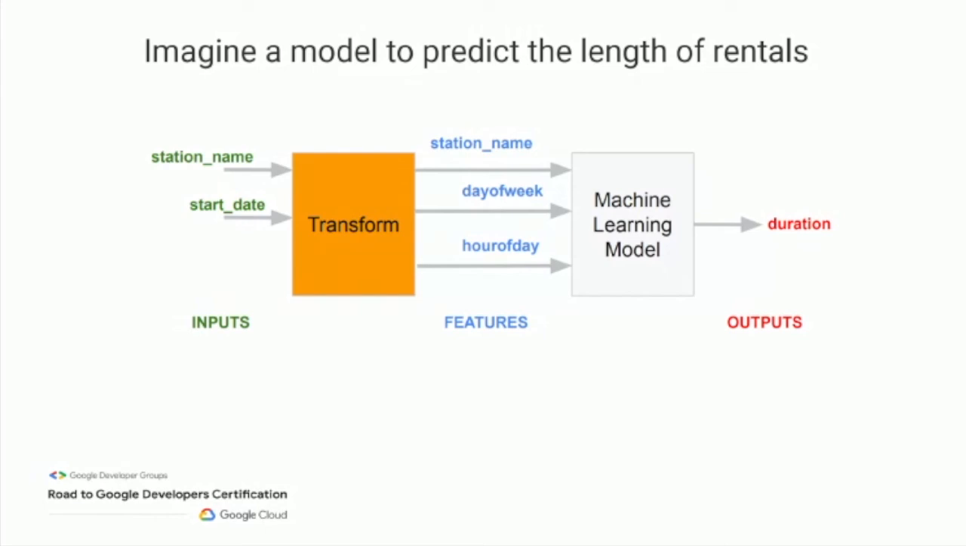So we're going to transform that input data, and we're going to get all of the features that we need for the model. We're going to get the station name, and then we're going to work with the start date to take the day of the week and the hour of the day, right? And let's suppose that the date has a proper format, like the date and the time. Okay, so we extract those three features and we feed them to the machine learning model, and what we're going to get as an output is the prediction of that particular rental.